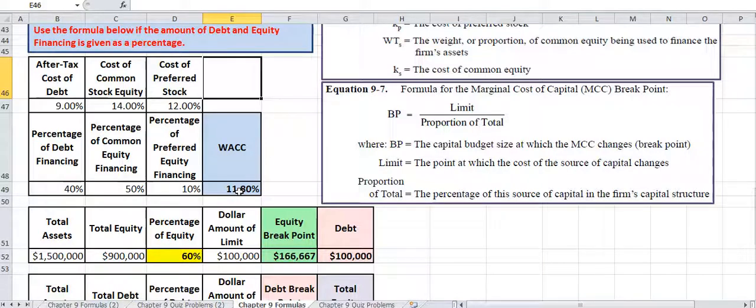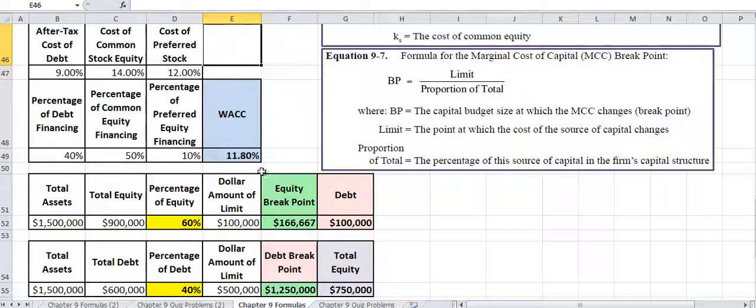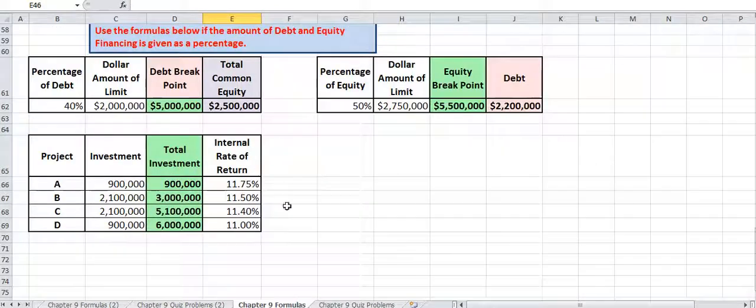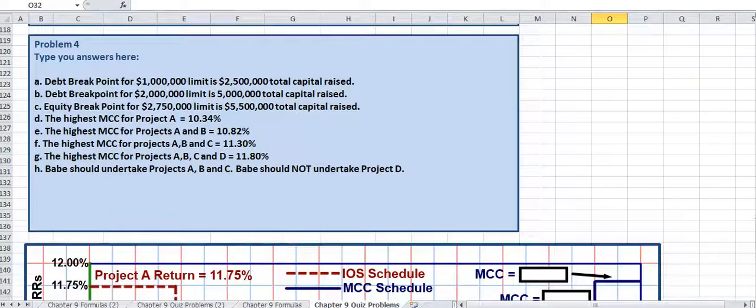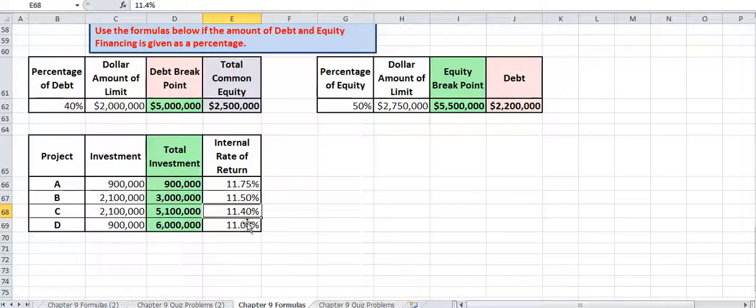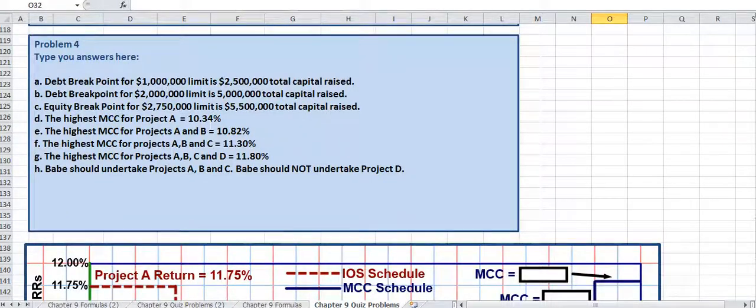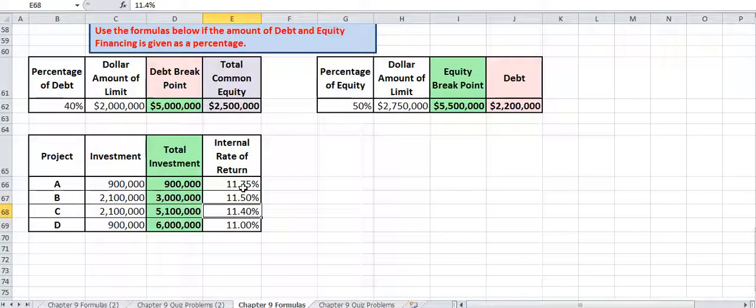It's not as hard as it looks. Now we've done everything, and you've proved it by looking at the chart, and you've also proved it by looking at the marginal cost at each level. You can see that the marginal cost for A, B, and C, if we go back, was 11.3. The return for project C is 11.4. So without looking at the chart, you can see that the returns are higher than the costs: 10.34, 10.82, 11.30. Those costs are lower than the returns for projects A, B, and C.